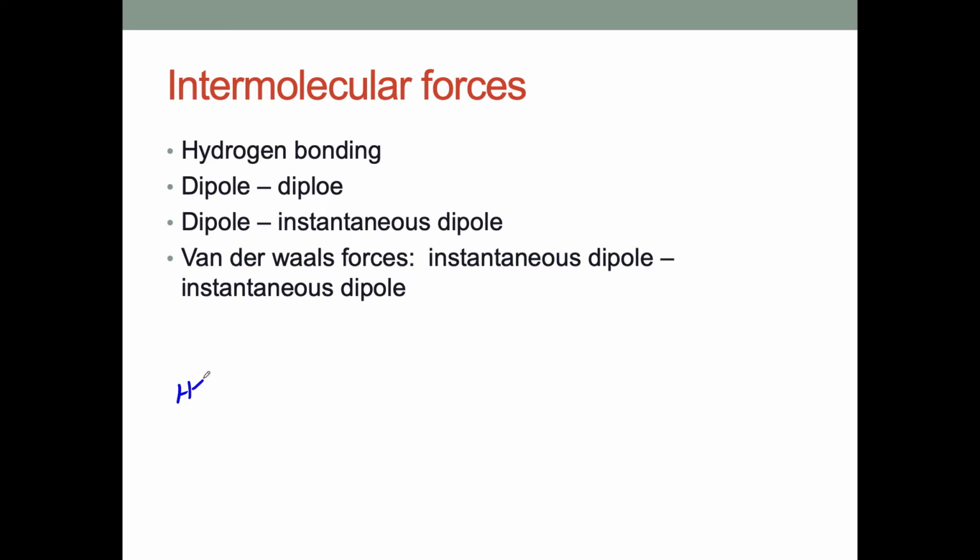Basically we have hydrogen attached to an oxygen, and it's usually nitrogen, oxygen, and sometimes sulfur, and they add fluorine to this. So anytime we have a hydrogen attached to nitrogen, oxygen, sulfur, or fluorine, that hydrogen can be attracted to another nitrogen, oxygen, sulfur, or fluorine.